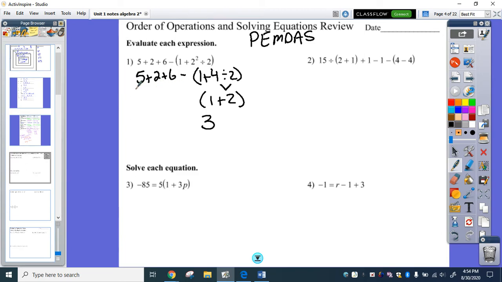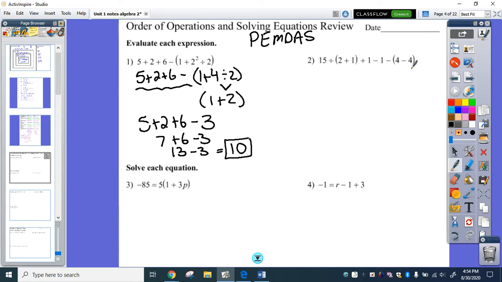I'm now going to take all of this and bring it down. So I have 5 plus 2 plus 6 minus 3. Now I'm going to work from left to right. Starting at the beginning, well, 5 plus 2, that's going to give me 7 plus 6 minus 3. 7 plus 6, that's going to give me 13 minus 3 is going to give me a final answer of 10.